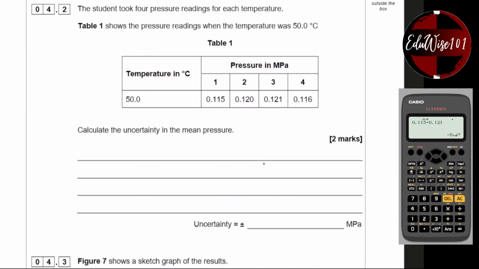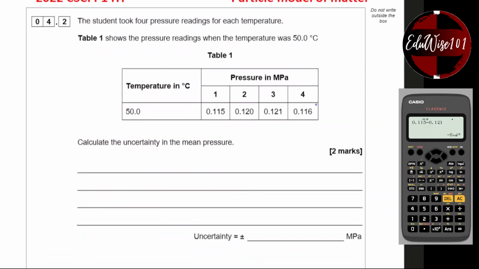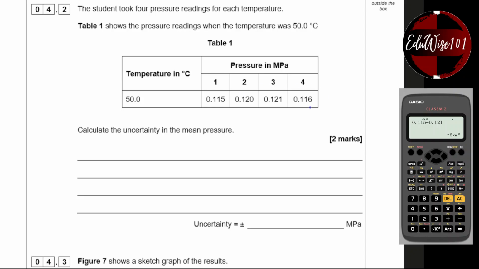4.2. The student took 4 pressure readings for each temperature. Table 1 shows the pressure readings when the temperature was 50 degrees Celsius. So you have 4 of these readings. Calculate the uncertainty in the mean pressure. How do you calculate the uncertainty?